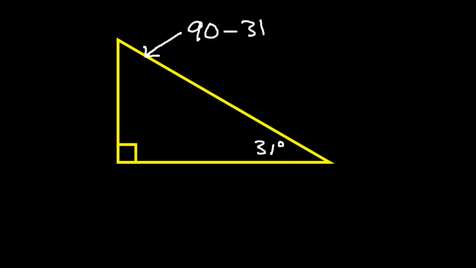Okay? Now, what about this? What if I put a variable here? What if I said this angle was theta, and I want to know an expression for the other angle? Well, if this angle is theta, then the other angle is going to be 90 minus theta. I don't know what it is, but I know if this is theta, this will be 90 minus theta. So that's concept number one: theta, 90 minus theta.